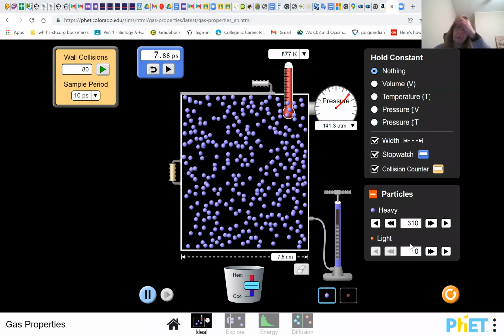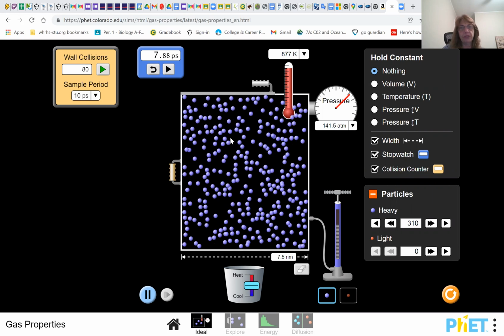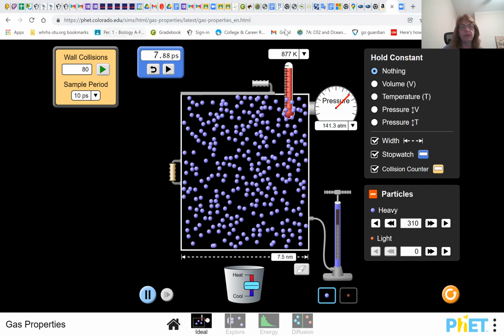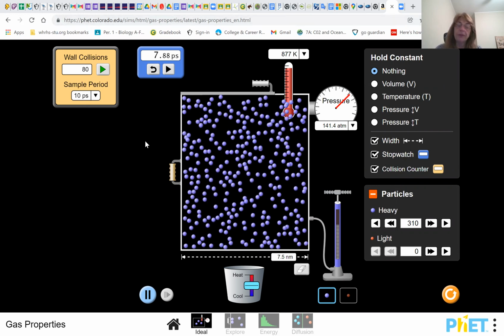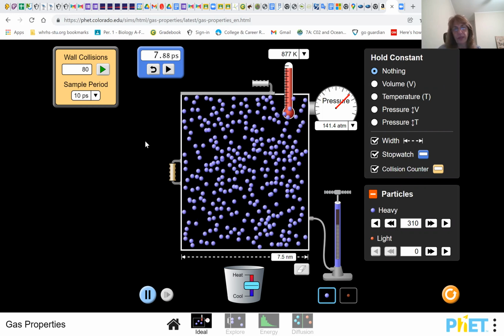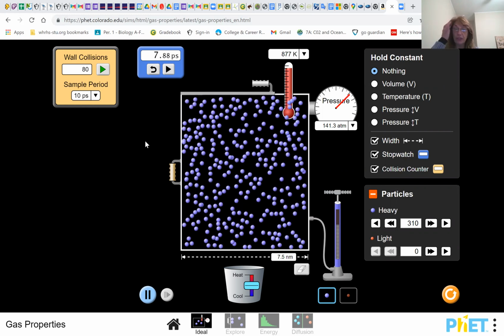I'm going to share my screen with you, and we're going to look at a little simulation. The simulation is a PhET simulation, and I will give you the web address in case you want to play around with it. So this is the PhET simulation that I was talking about, and you can see the web address at the top of the screen. If you go into just phet.colorado.edu, there's lots of simulations for science. We'll be using a lot of them throughout the year, but this one applies to this module really nicely.